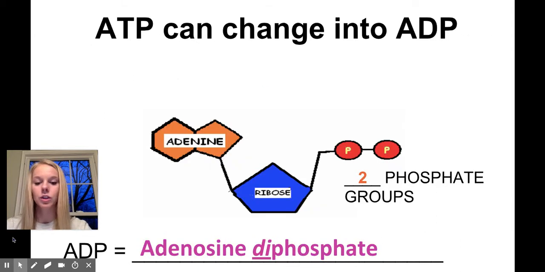ATP can change into ADP. The overall structure of the molecule is the same, but instead of having 3 phosphate groups like adenosine triphosphate, ADP has 2 phosphate groups to make it adenosine diphosphate.